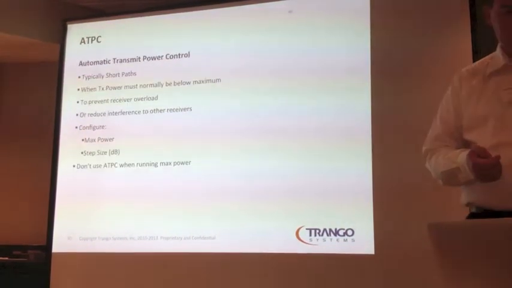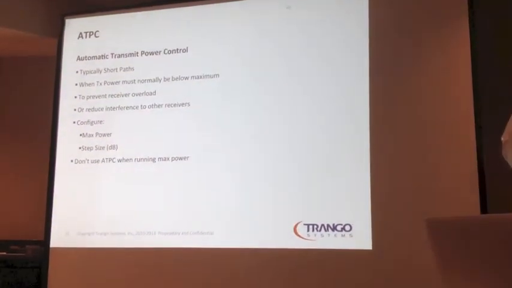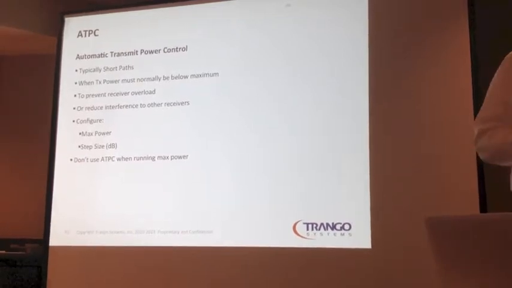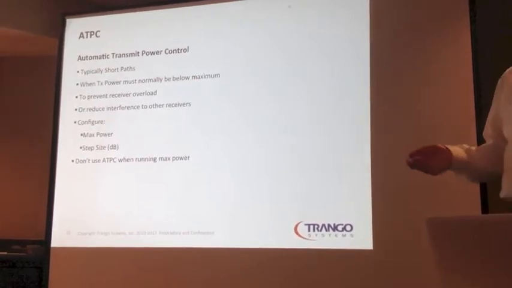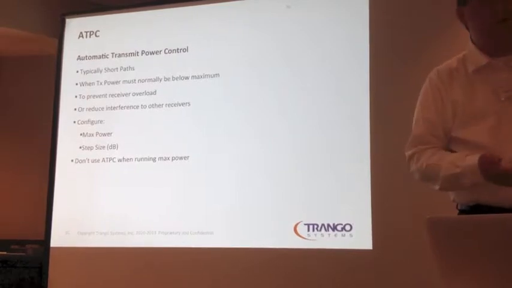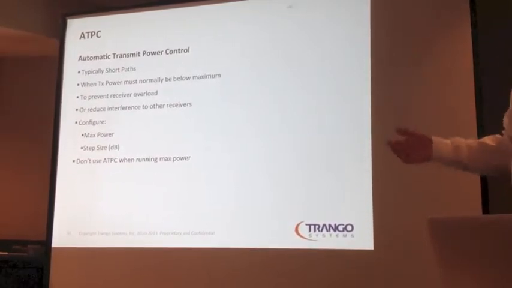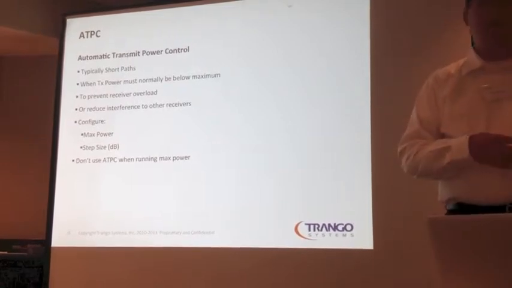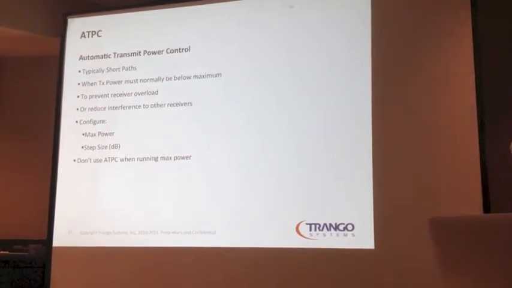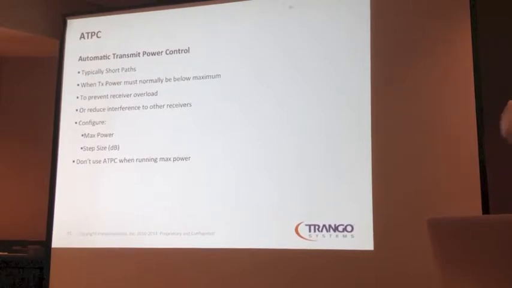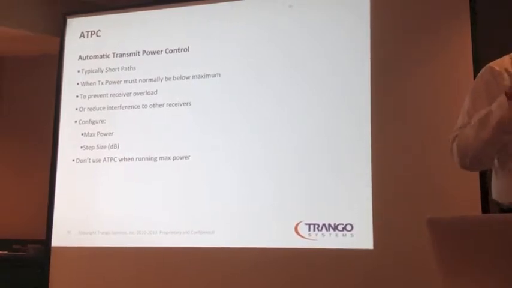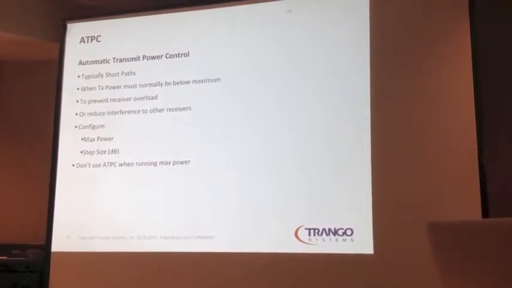So go through. ATPC is typically used on a short range path. Okay, if you're running max power, ATPC doesn't do anything for you. It doesn't buy you any more transmit power. If it rains, it can't turn the power up any higher than it's already turned up. Okay? So typically short paths going across the street with your 4-foot dishes because you have them sitting in the warehouse or whatever, and you're overloading the far side.